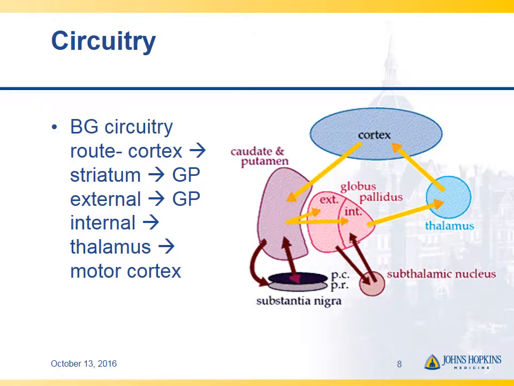In the next several slides, we'll talk about the circuitry of the basal ganglia and the four major loops. But you can see that the basal ganglia circuitry involves the cortex, the striatum, the globus pallidus external, and globus pallidus internal, as well as the thalamus and motor cortex.